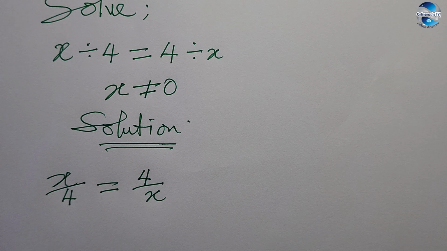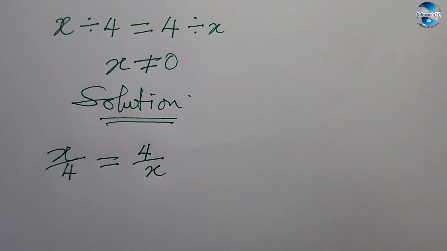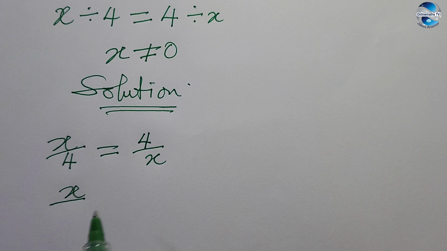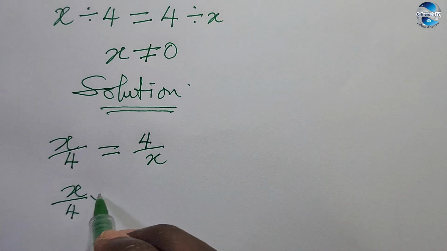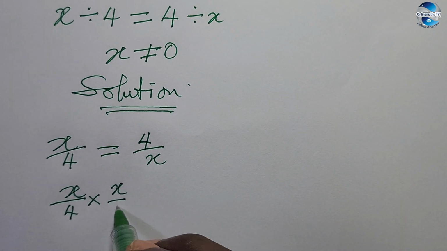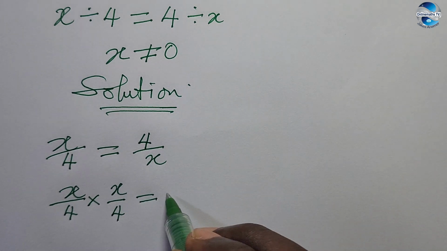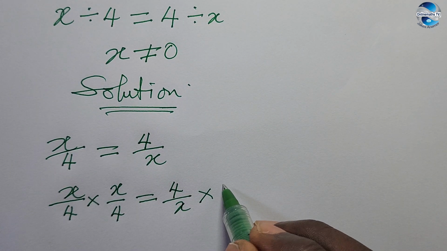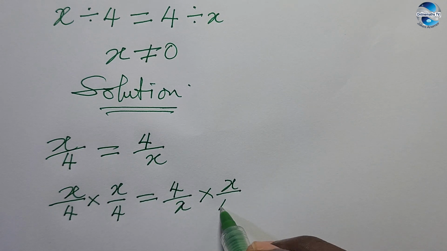Pretty easy. We multiply both sides of this equation by x over 4. So let's go ahead and do that. So you will have here x over 4 times x over 4 equal to 4 over x times x over 4.